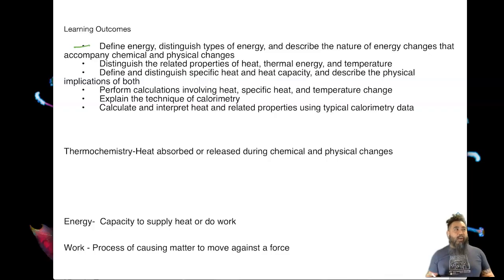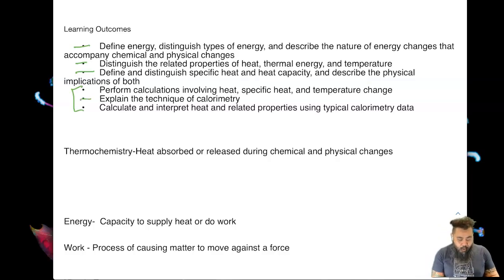So we want to make sure that we can define and distinguish between different types of energy and describe the nature of energy changes. We want to think about the differences between heat, thermal energy, and temperature. We also want to define and distinguish between specific heat and heat capacity and describe the kind of calculations and implications of those. We also want to spend a lot of time with lots of practice on how to perform those kinds of heat capacity type calculations.